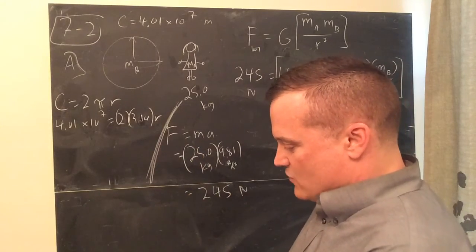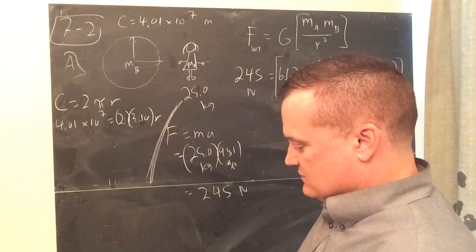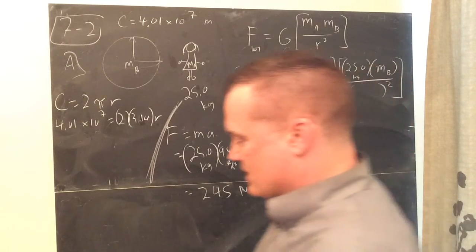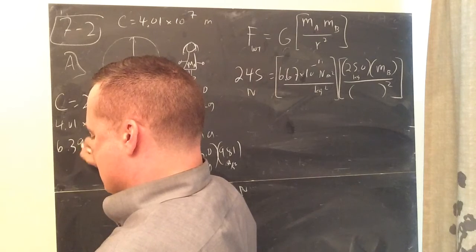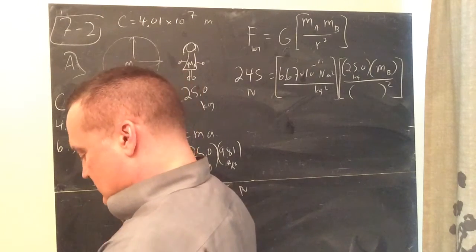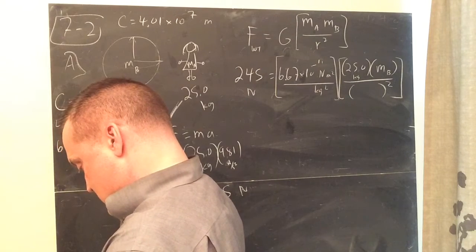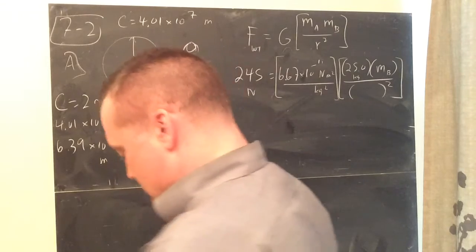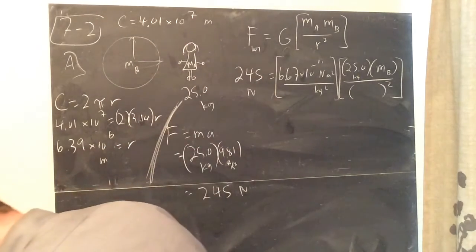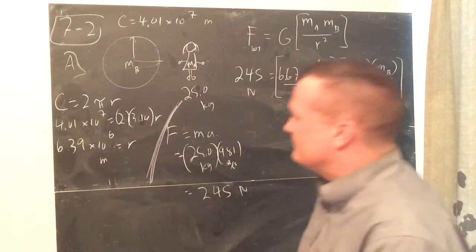So 4.01 × 10^7 divided by 2 divided by 3.14 gives us a radius of 6.39 × 10^6 meters, the radius of Earth. Let me see, I didn't write it down in there. We just figured it out from the circumference.